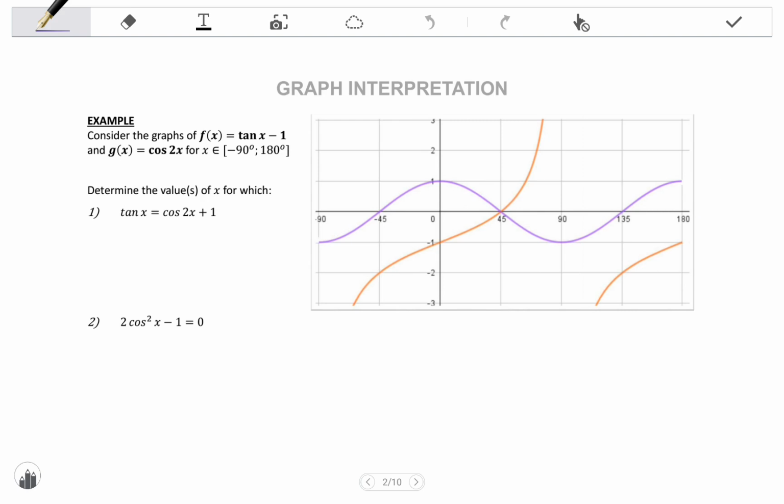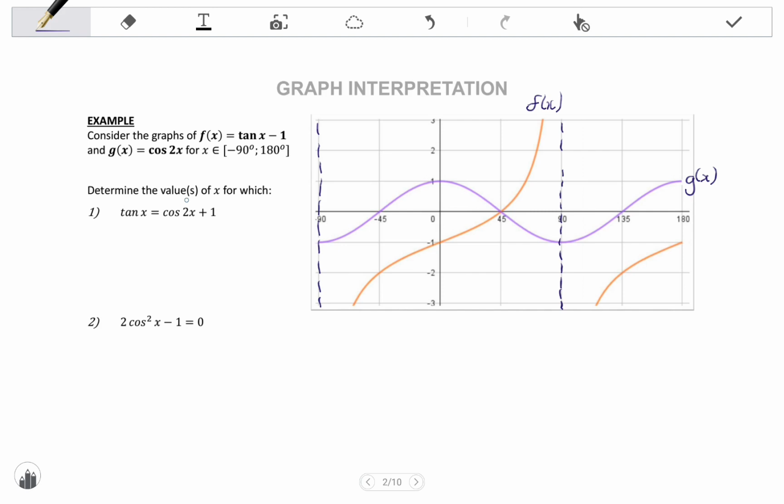So if we look at the graph, it's not indicated on the graph which graph belongs to which equation, but that we can work out because of our knowledge of tan and cos graphs. So the orange graph is our tan graph, which is f of x, okay? And just remember that every tan graph has asymptotes, and there is clearly an asymptote at 90 degrees and at negative 90 degrees, okay? So then the other graph must be our g of x, the cos graph, okay?